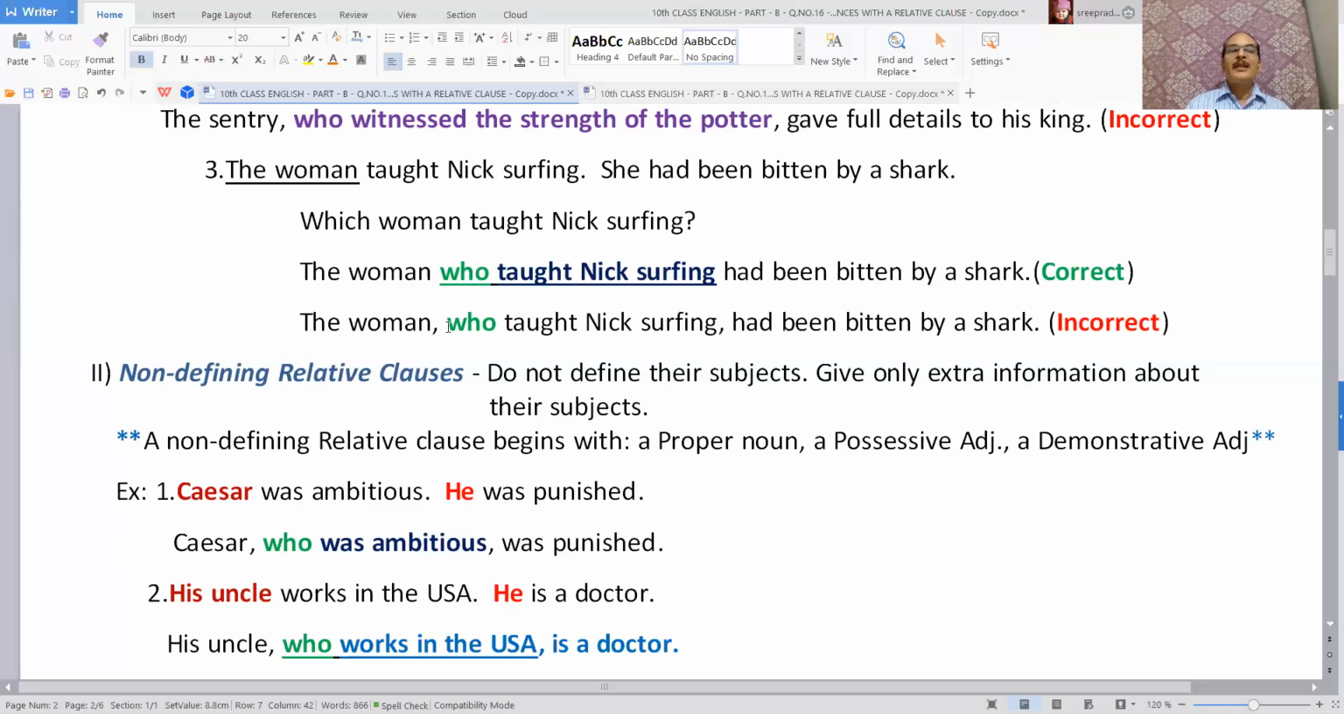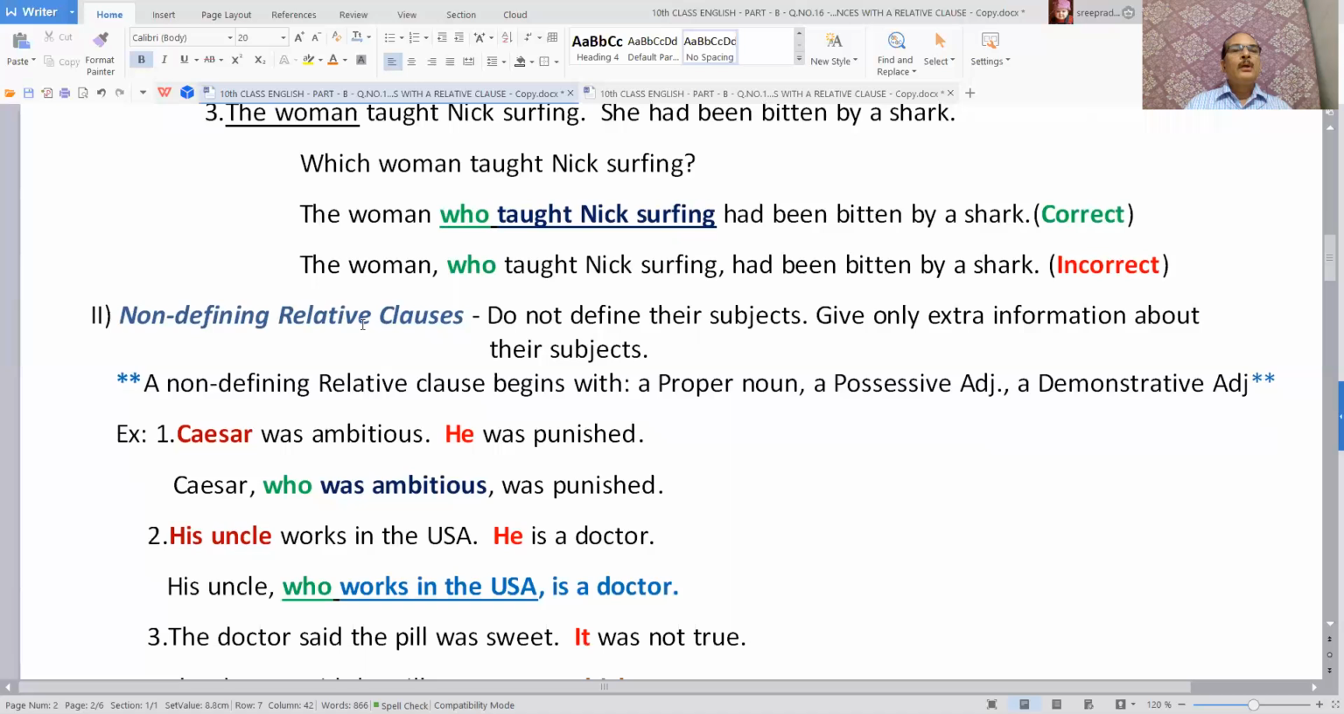And if I write like this, the woman, comma, who taught Nick surfing, comma, had been bitten by a shark, this remains incorrect because if you put commas before and after a relative clause, it means that this clause is not a part of the sentence. Actually, it just adds extra information. It does not define or say anything about the subject. It adds extra information about its preceding subject.